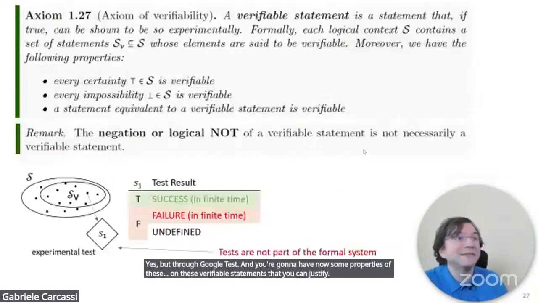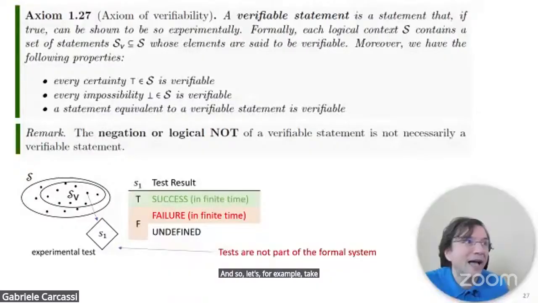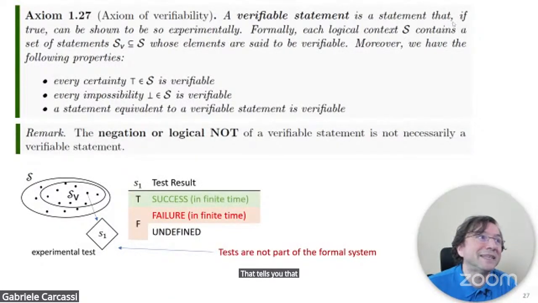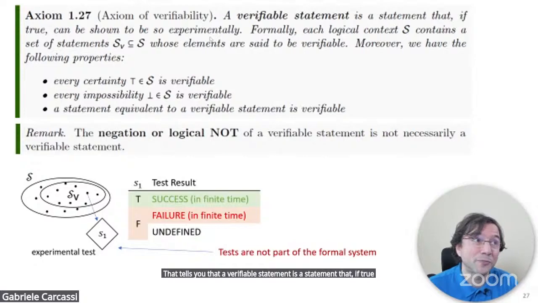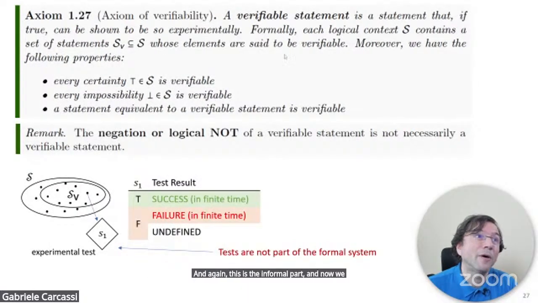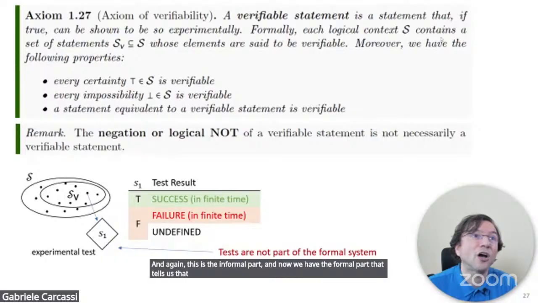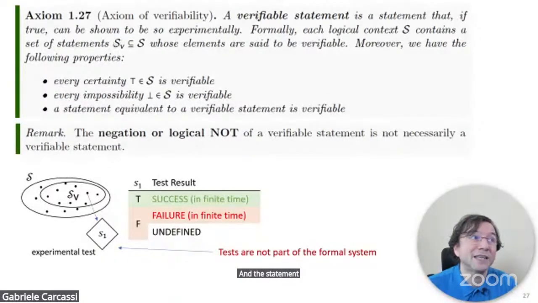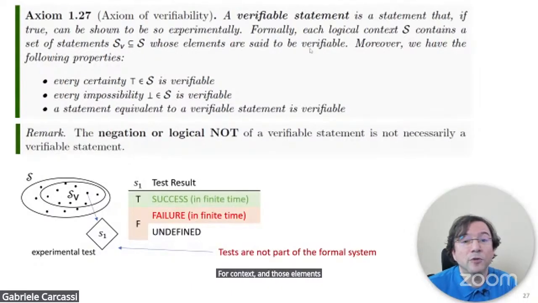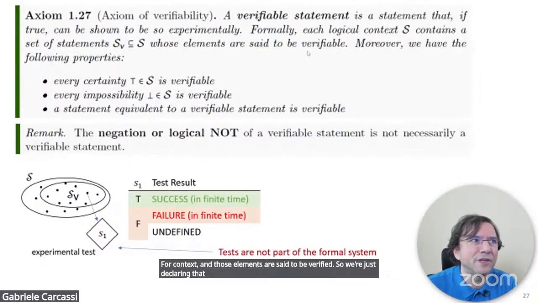And so let's, for example, take one of these axioms, the axiom of verifiability, that tells you that a verifiable statement is a statement that, if true, can be shown to be so experimentally. And again, this is the informal part. And now we have the formal part that tells us that each logical context contains a set of statements that is a subset of the full context, and those elements are said to be verifiable. So we're just declaring that some of these are verifiable.